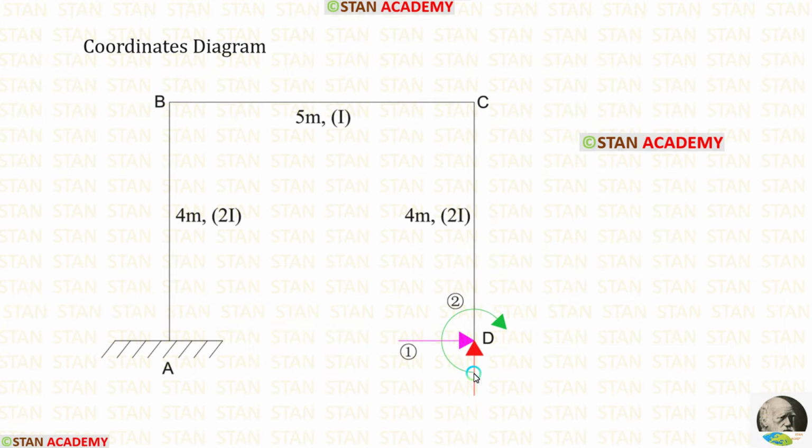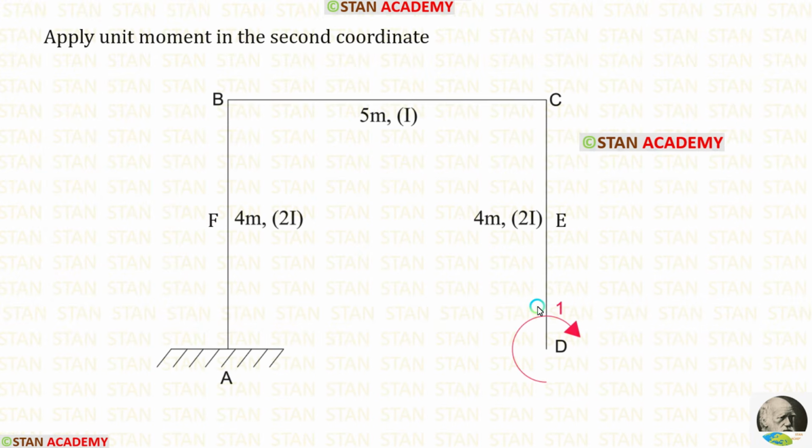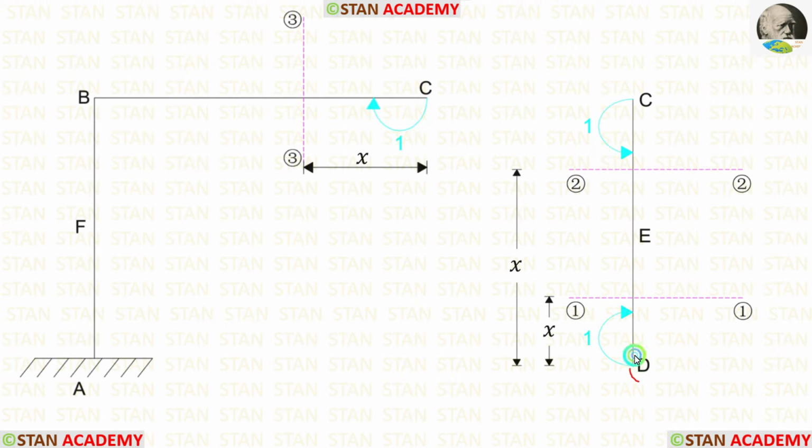Now let us apply unit moment in the second coordinate. You can see that I have applied unit moment in the second coordinate. Now let us make the free body diagram. At the point D, we have applied unit moment in the coordinate direction, that is the clockwise direction. So at the point C, the unit moment should be acting in the anti-clockwise direction.